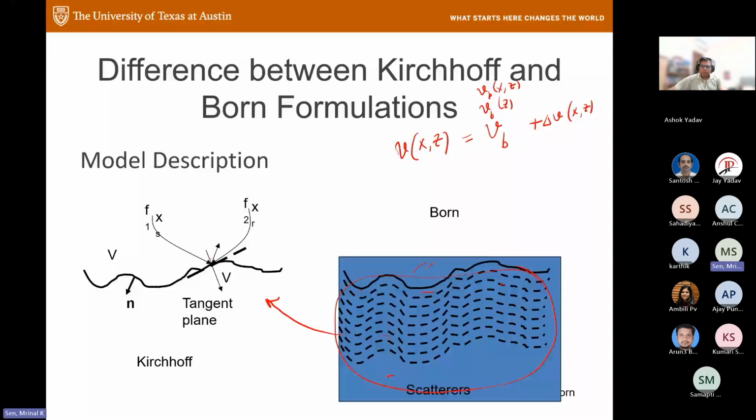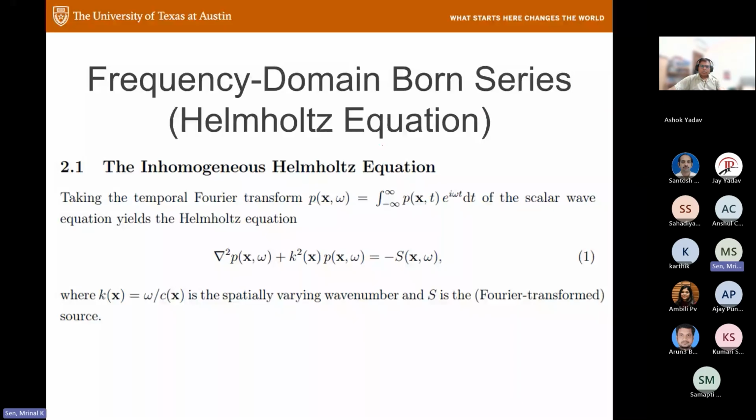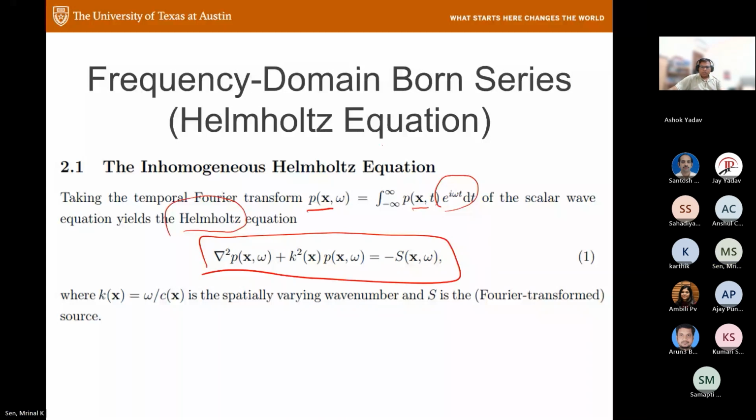So this is our pressure wave field, and this is in the frequency domain. I have this time domain and offset domain pressure wave field, and this is my Fourier transform, and I get my famous Helmholtz equation, which looks like this. Okay, and k equals omega over c. This is the spatially varying wave number, and this is velocity, right?